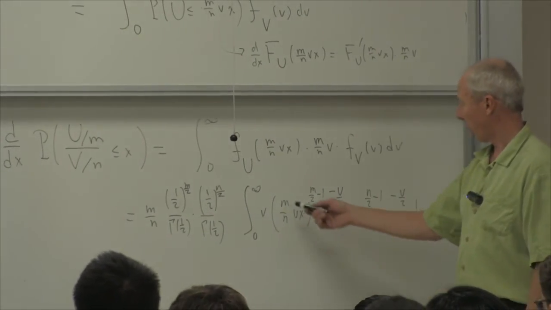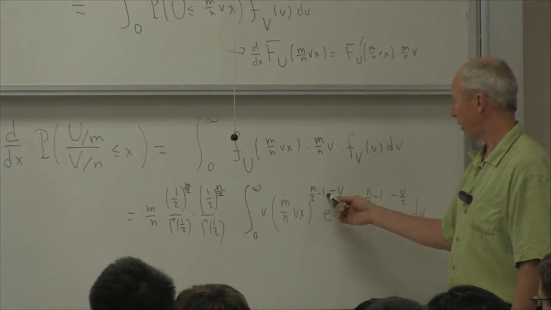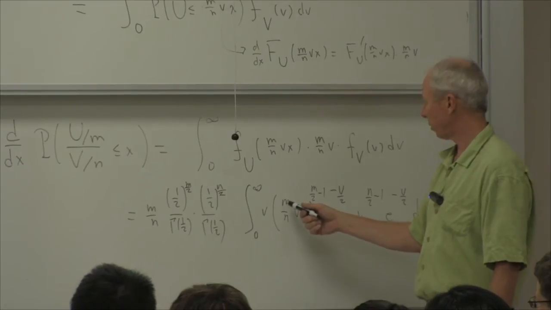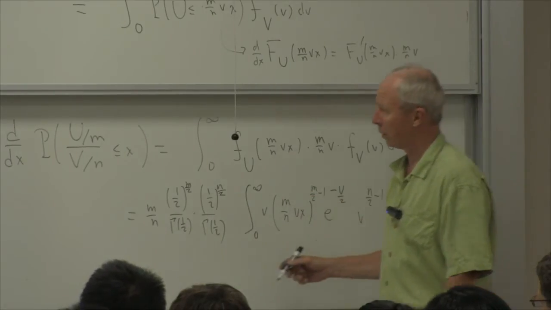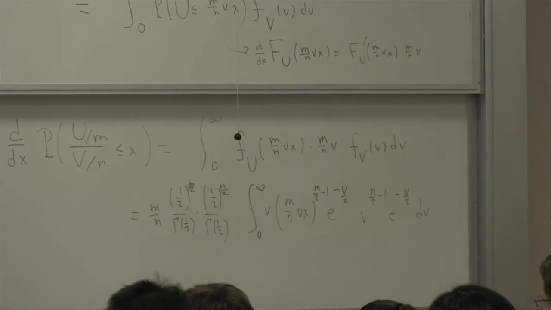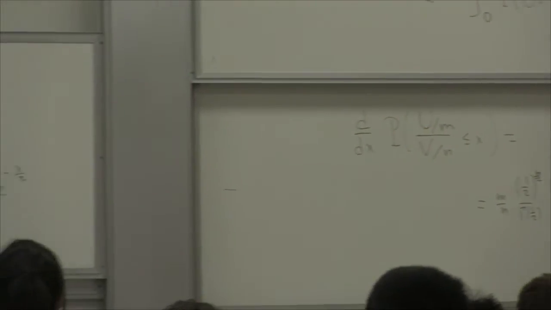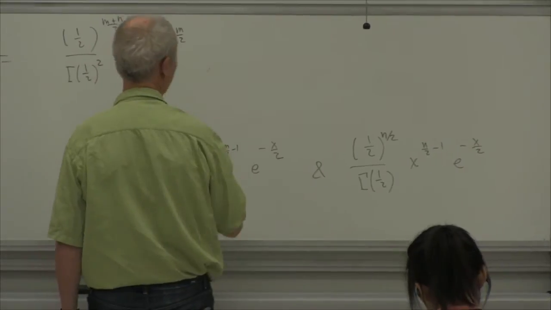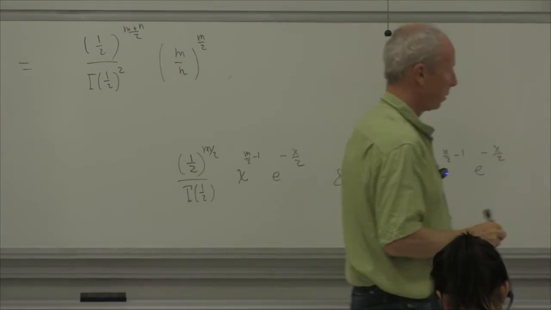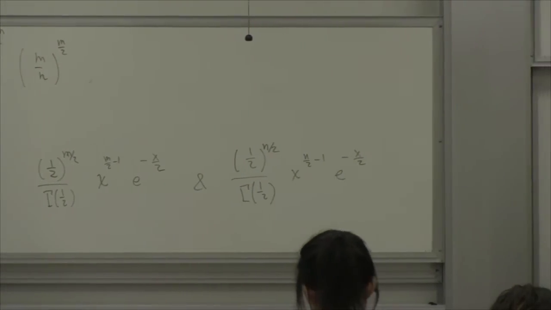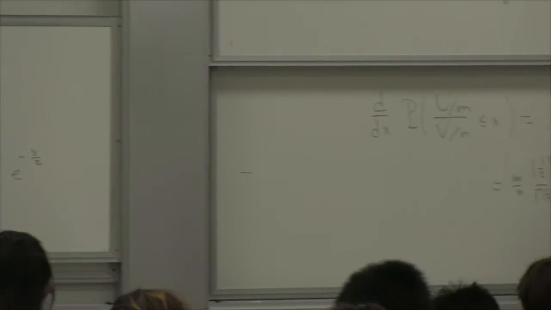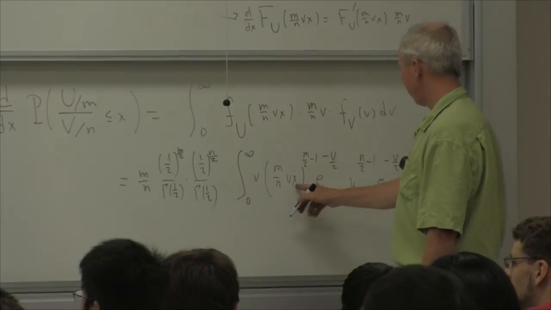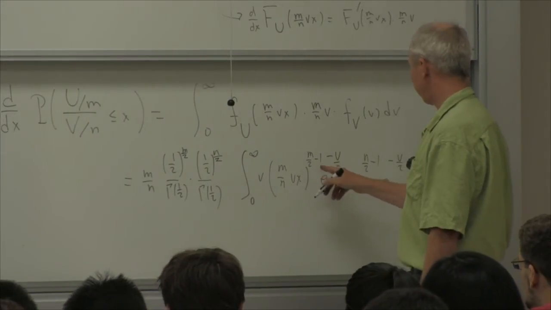Okay, so m over n to the m over 2 minus 1. And here's an m over n to the first power. So we'll get altogether m over n to the m over 2. And so I think that's all the constants. Oh, forgot this one, x to the m over 2 minus 1.